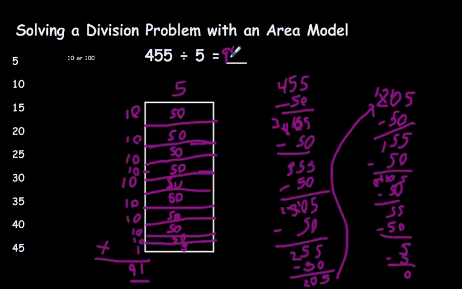And I would check that by multiplying 91 times my divisor, 5. 5 times 1 is 5. And 5 times 9 is 45. So 455 matches my dividend. So this works. Now I'm going to erase all this and show you a quicker way to do this, to take a bigger chunk.